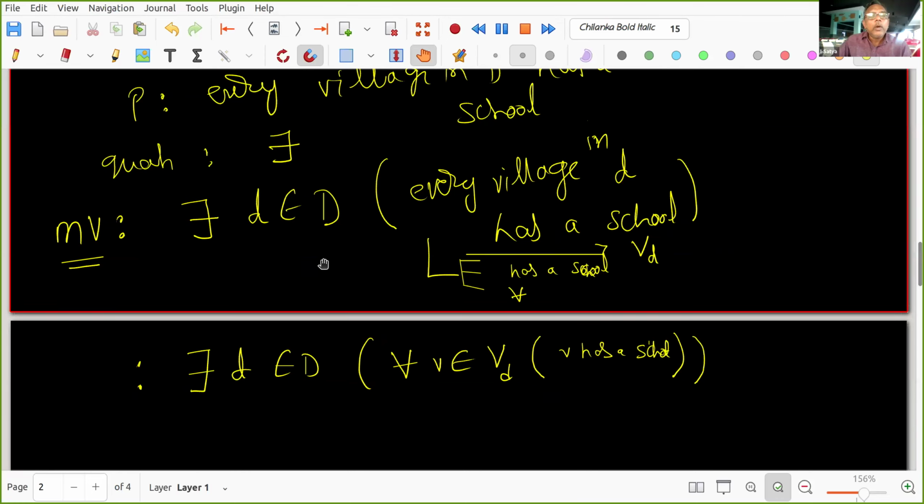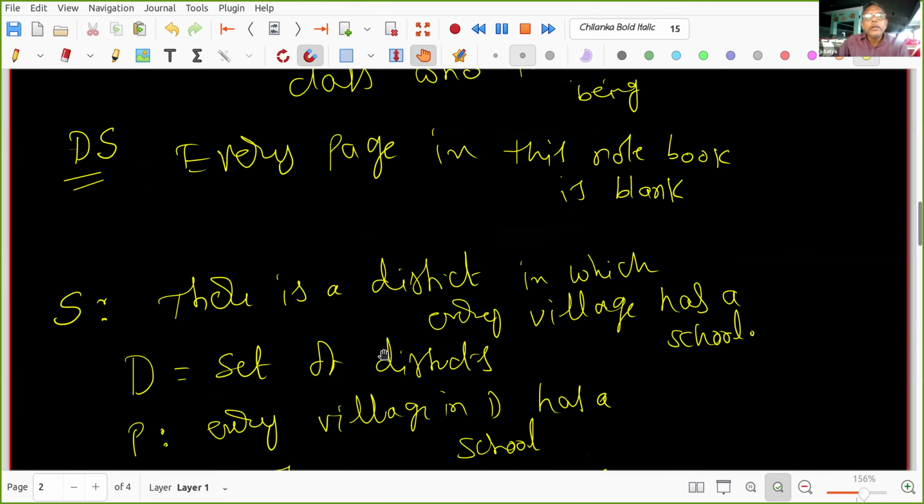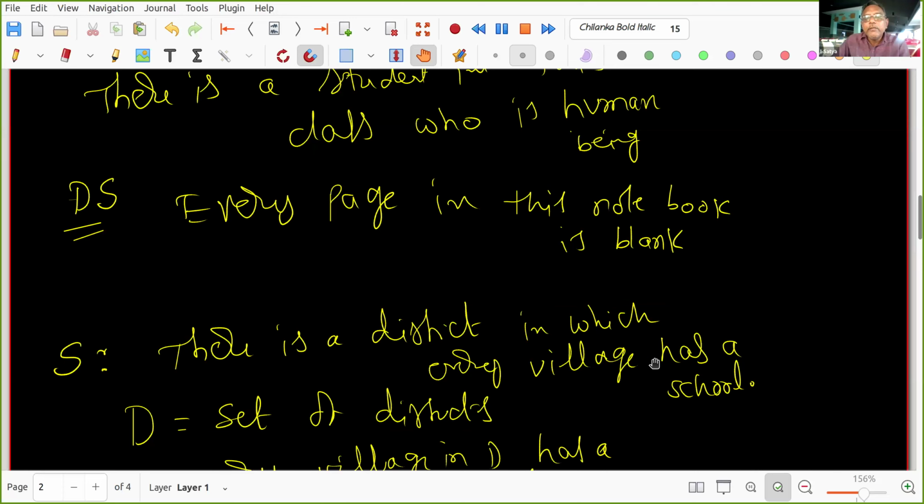So now what is the negation of this? All of you think about it: there is a district in which every village has a school. First think carefully, do not answer immediately, take 10 seconds. So this is false, meaning what? I am telling that there is a district in which every village has a school. This is wrong, meaning what?